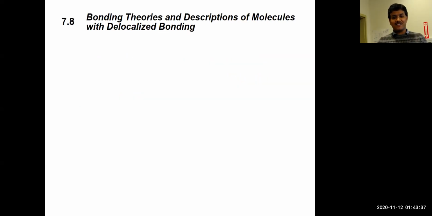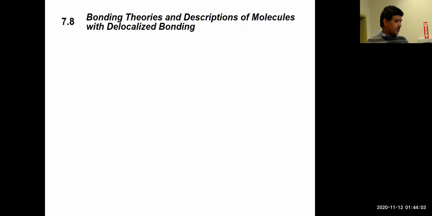Hey, finally, the last part of chapter 7. This is the easiest part, and also I try to make it a little bit funny as well. What we are going to do in this section is compare the pros and cons of all the bonding theories, and we will end our discussion with a topic called delocalized bonding. It's very simple, you already know it, but I'm just going to give you a heads up.